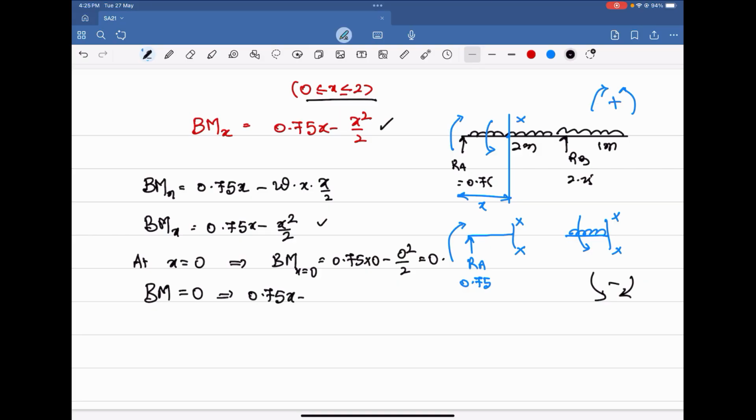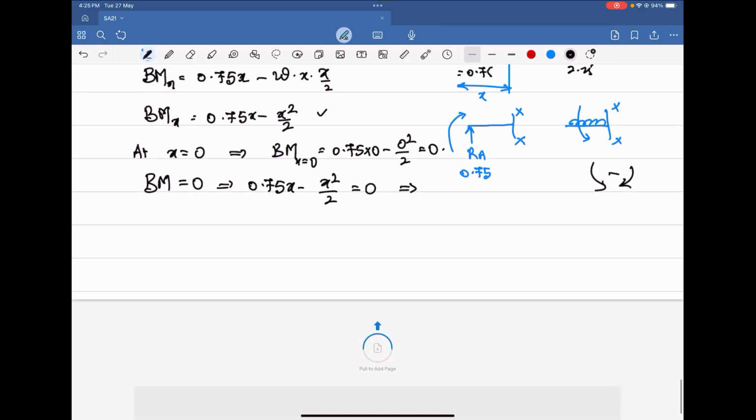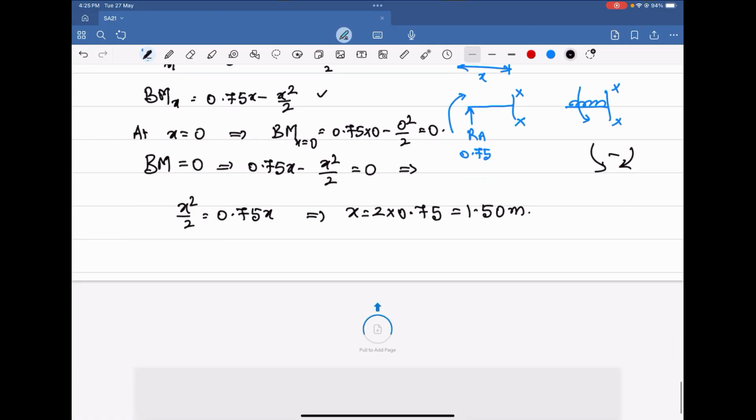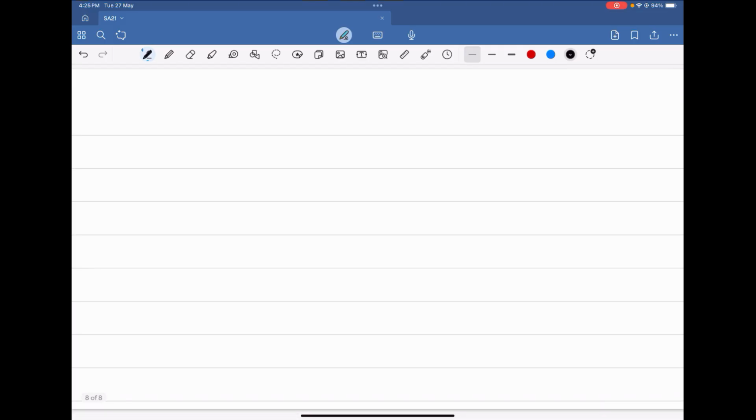That means 0.75x minus x square by 2 is equal to 0. That implies x square by 2 is equal to 0.75x. That implies x is equal to 2 into 0.75, that is equal to 1.50. At a distance of 1.50, bending moment is 0. Now what are the values we have got now? Bending moment at x equal to 0 is equal to 0.